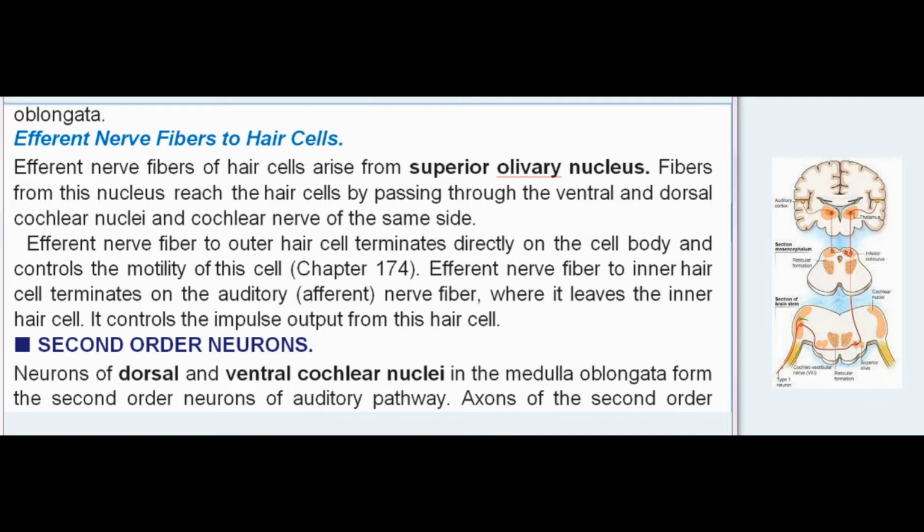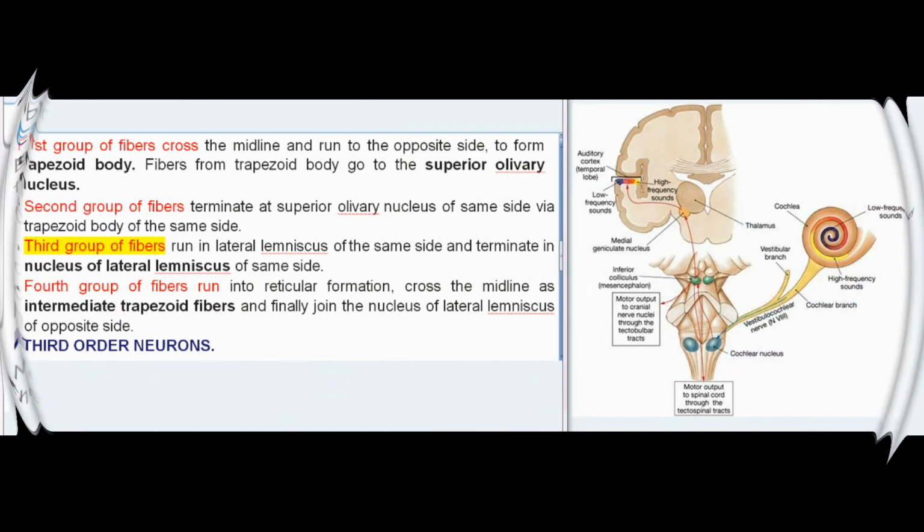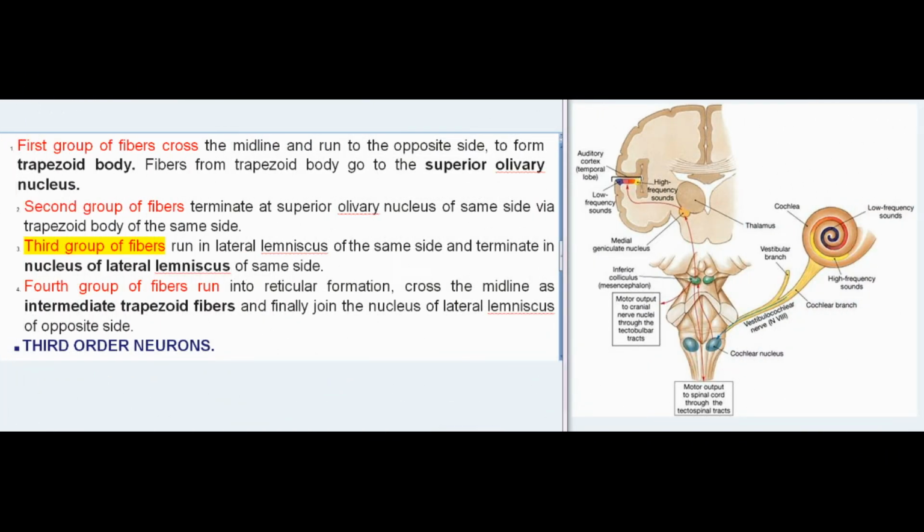Second-order neurons. Neurons of dorsal and ventral cochlear nuclei in the medulla oblongata form the second-order neurons of auditory pathway. Axons of the second-order neurons run in 4 different groups. First group of fibers cross the midline and run to the opposite side, to form trapezoid body. Fibers from trapezoid body go to the superior olivary nucleus. Second group of fibers terminate at superior olivary nucleus of same side via trapezoid body of the same side.